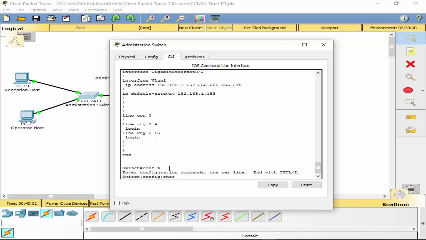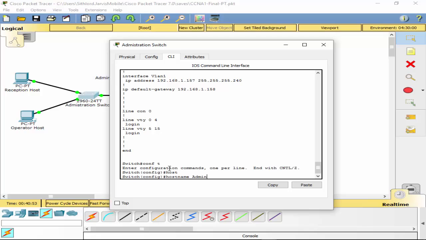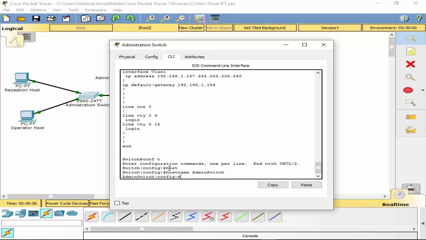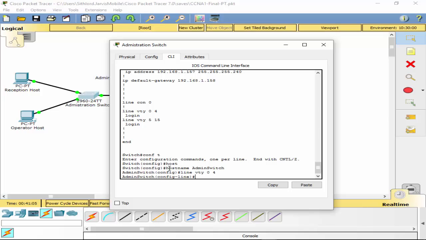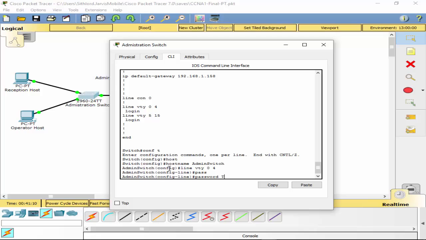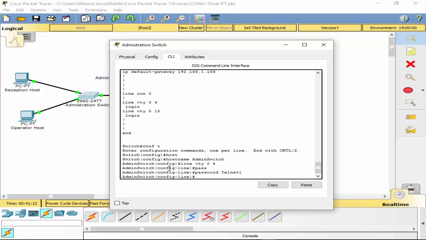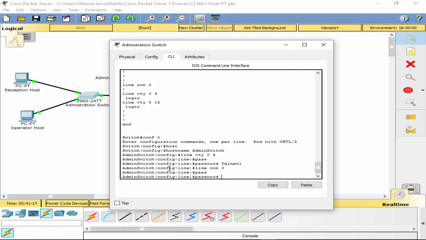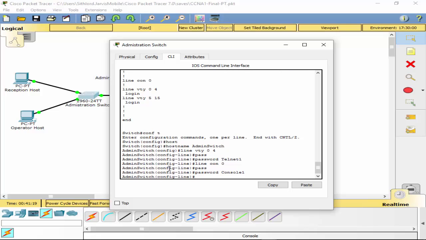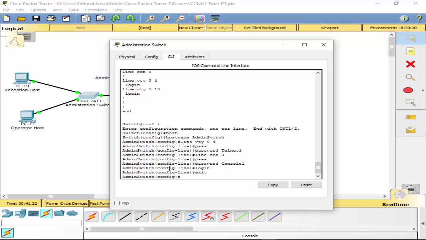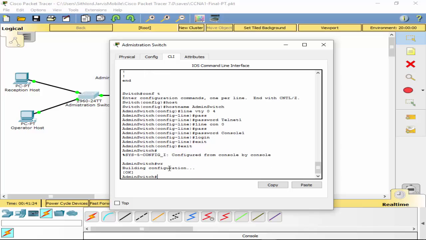And I'm just going to name this switch as we go. Hostname admin switch. I don't know what they want us to name it. So then I'm going to say line con, nope, don't care about the con right now. Line VTY 0 4, and probably if you're doing this in the real world, we're going to do a password on that one too. Password telnet1, and then we're going to say line con 0, password console1, and login, just to lock up that console for security reasons.